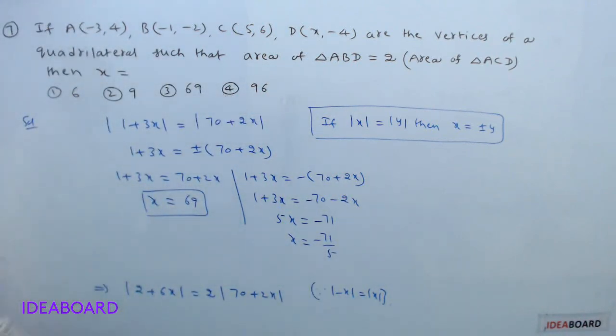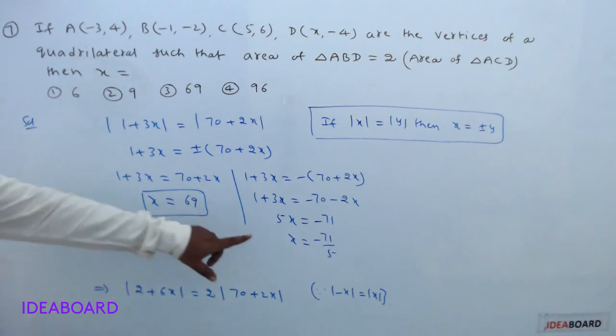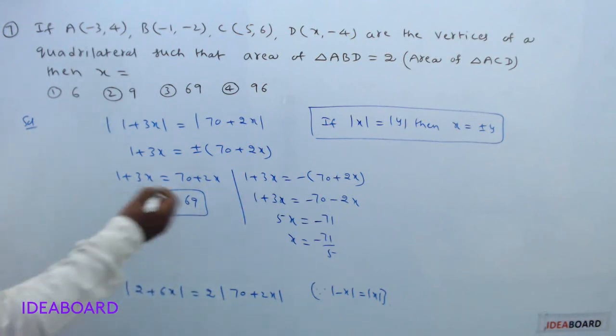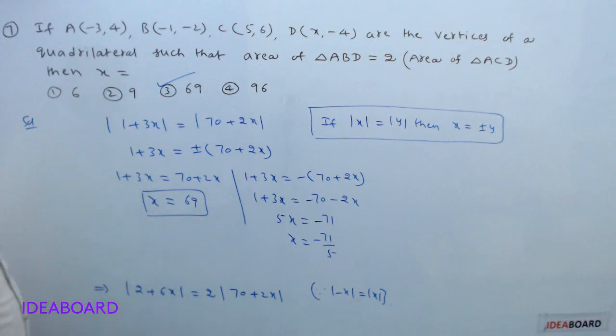Now see the given options. X value 69, x value minus 71 by 5 means your answer is third option.